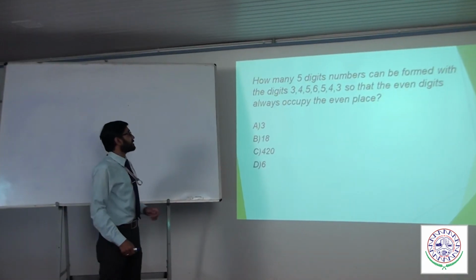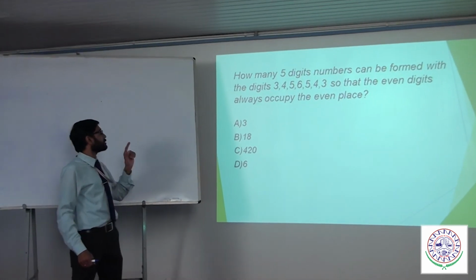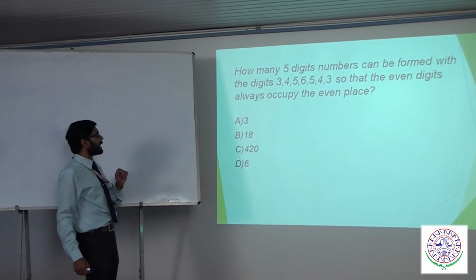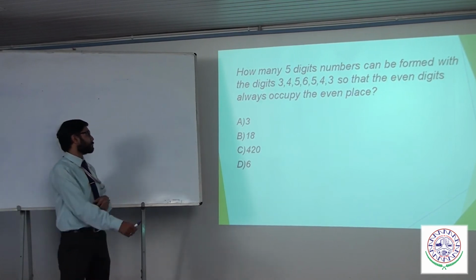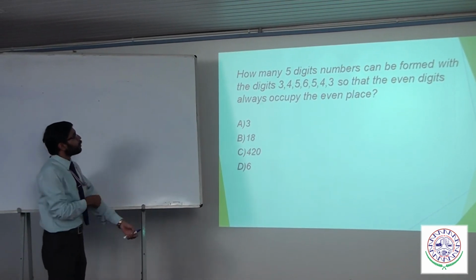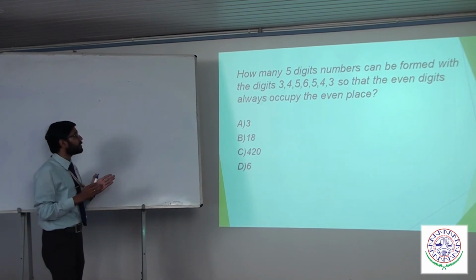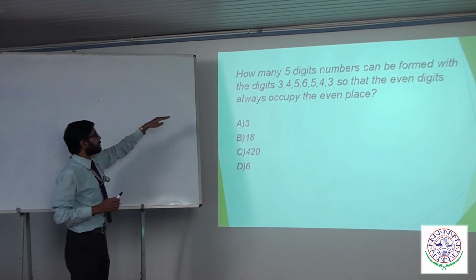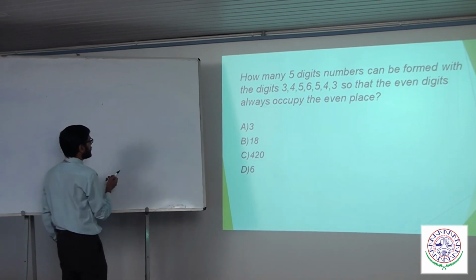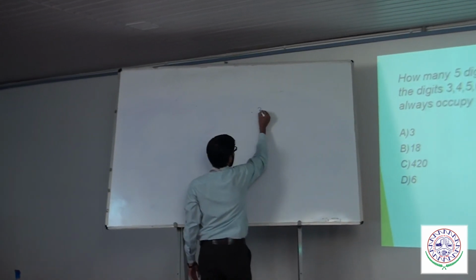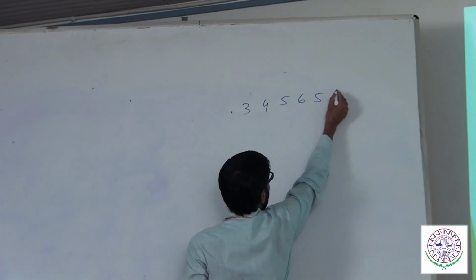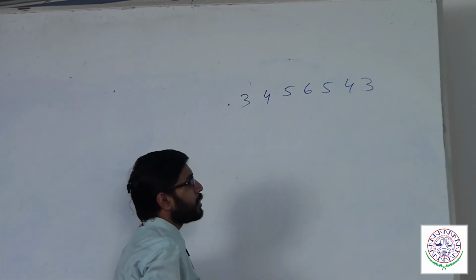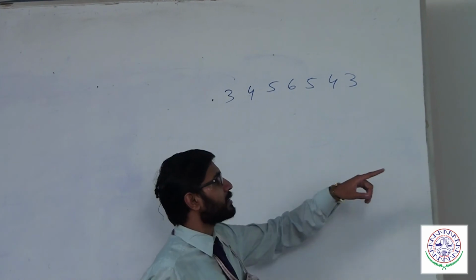How many 5 digit numbers can be formed with the digits 3, 4, 5, 6, 5, 4, 3 so that the even digits always occupy the even places? So this is again with respect to permutation and combinations. So how many 5 digit numbers? You need to form the 5 digit numbers with the given respective digits. So we'll write the digits first. How many digits are given? They are given 3, 4, 5, 6, 5, 4, 3. So the even digits should always occupy the even places.